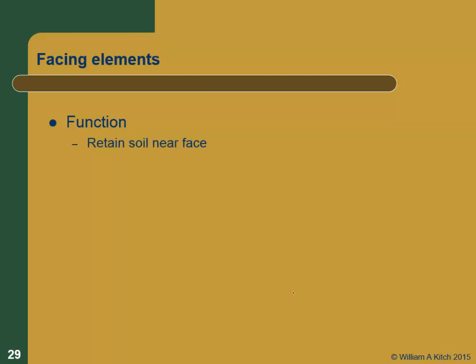So the function of the facing element: the average person in the street does not understand that the facing element is not holding up the wall. The reinforcement is holding up the wall. The facing element has several important functions. One, it has to retain the soil at the face of the wall, because if it doesn't, you're going to start having erosion, and eventually you won't have a wall. So one of its main functions is to retain that soil near the face.